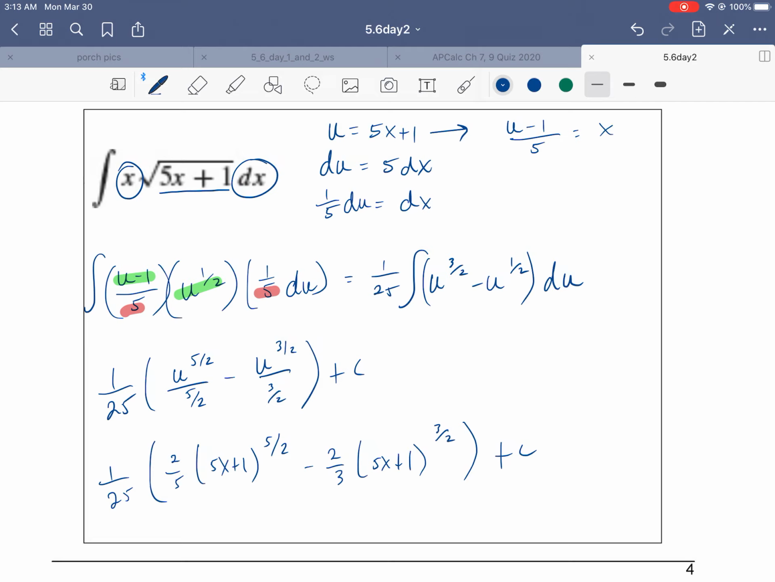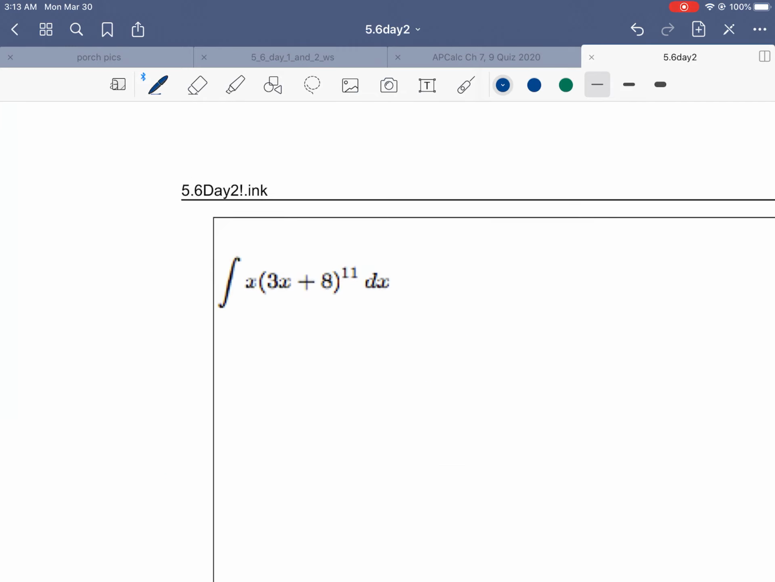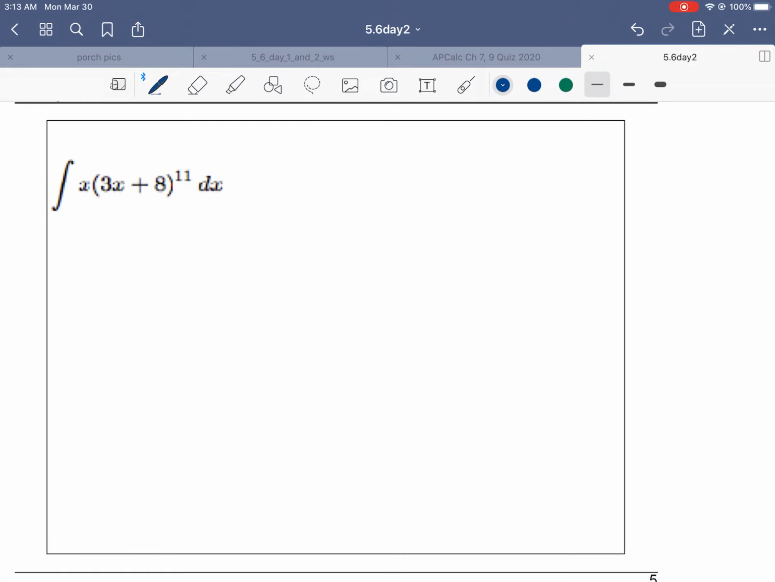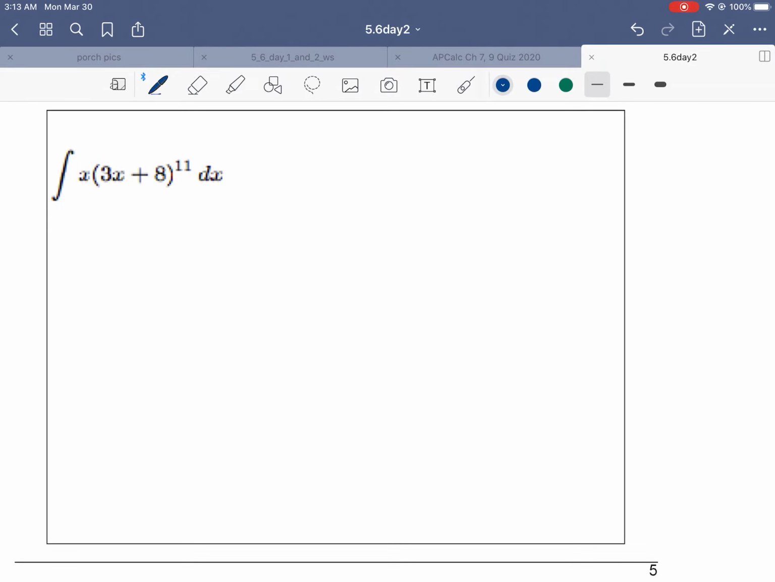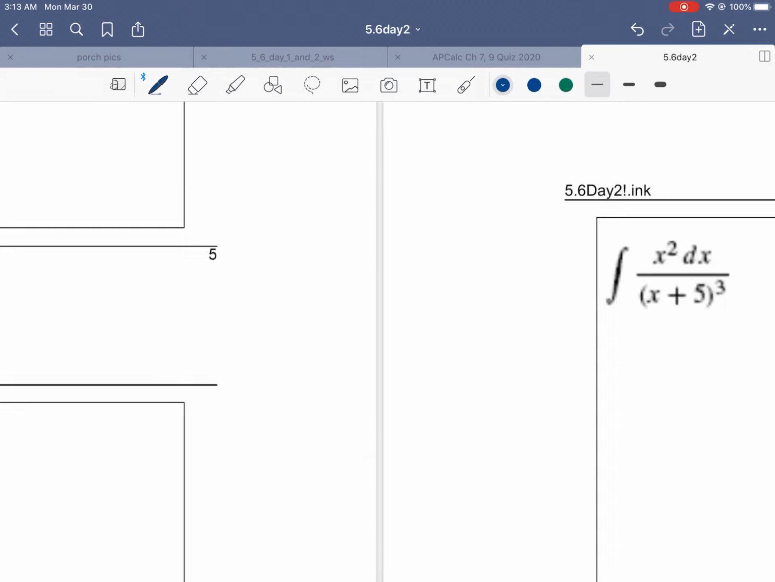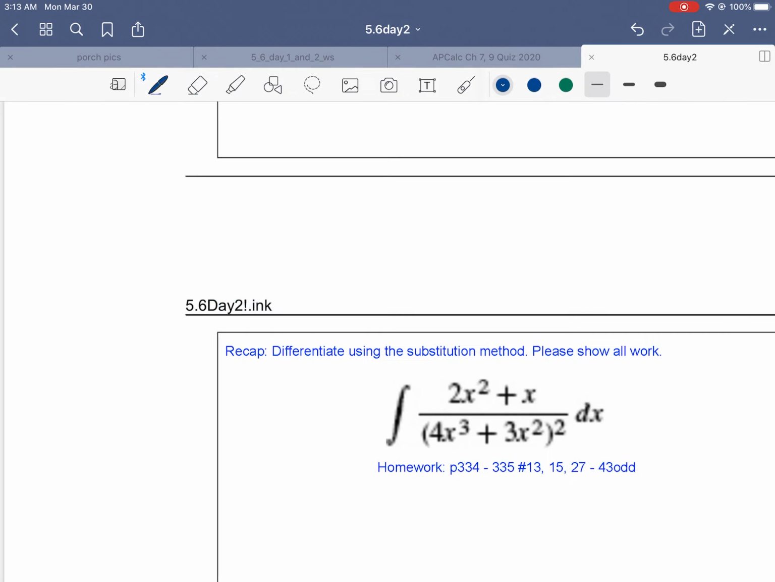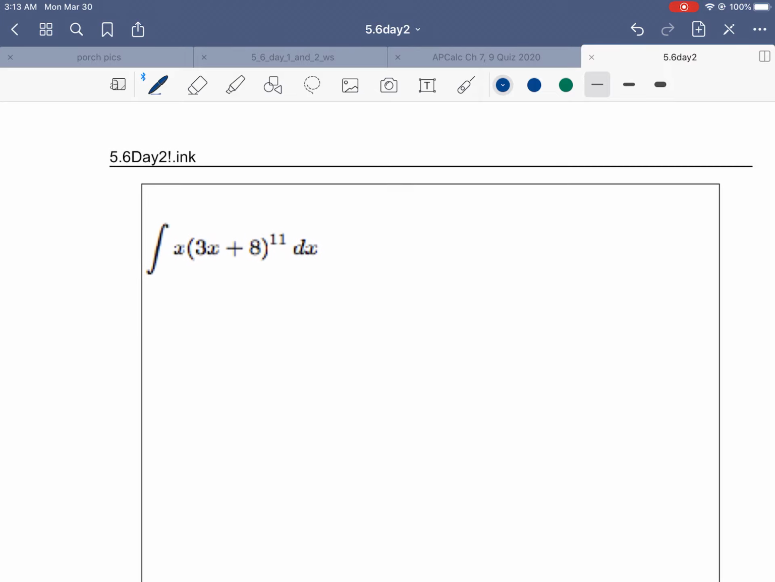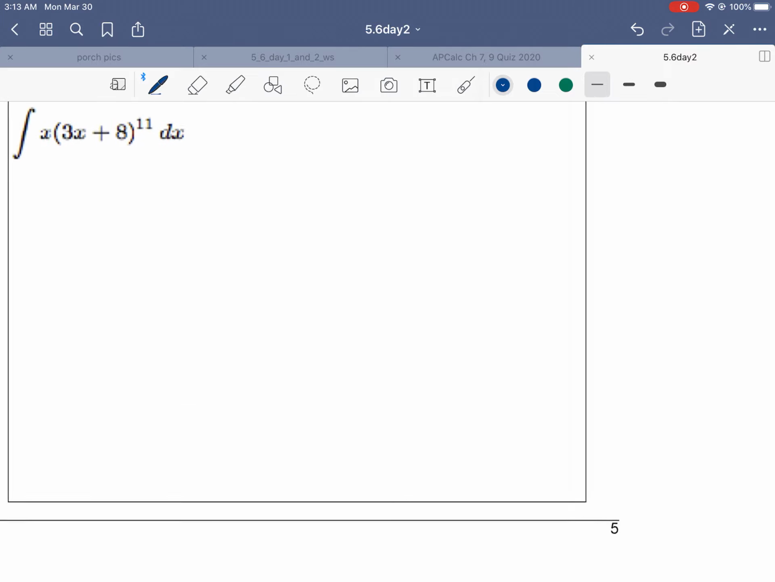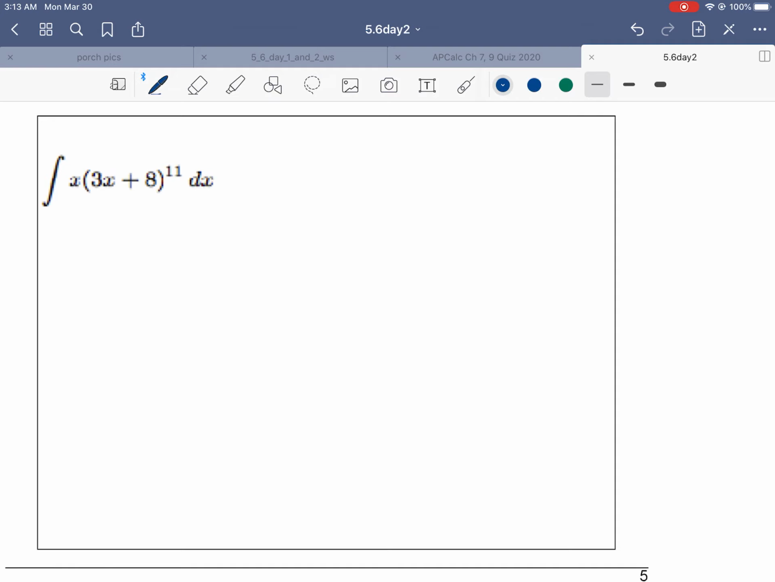So again, this is an example where there is an extra x that we have to manipulate our u equation to find. So we're just going to look at a couple more examples, and that's really the end of the chapter for you guys. All right, so inside, 3x plus 8.